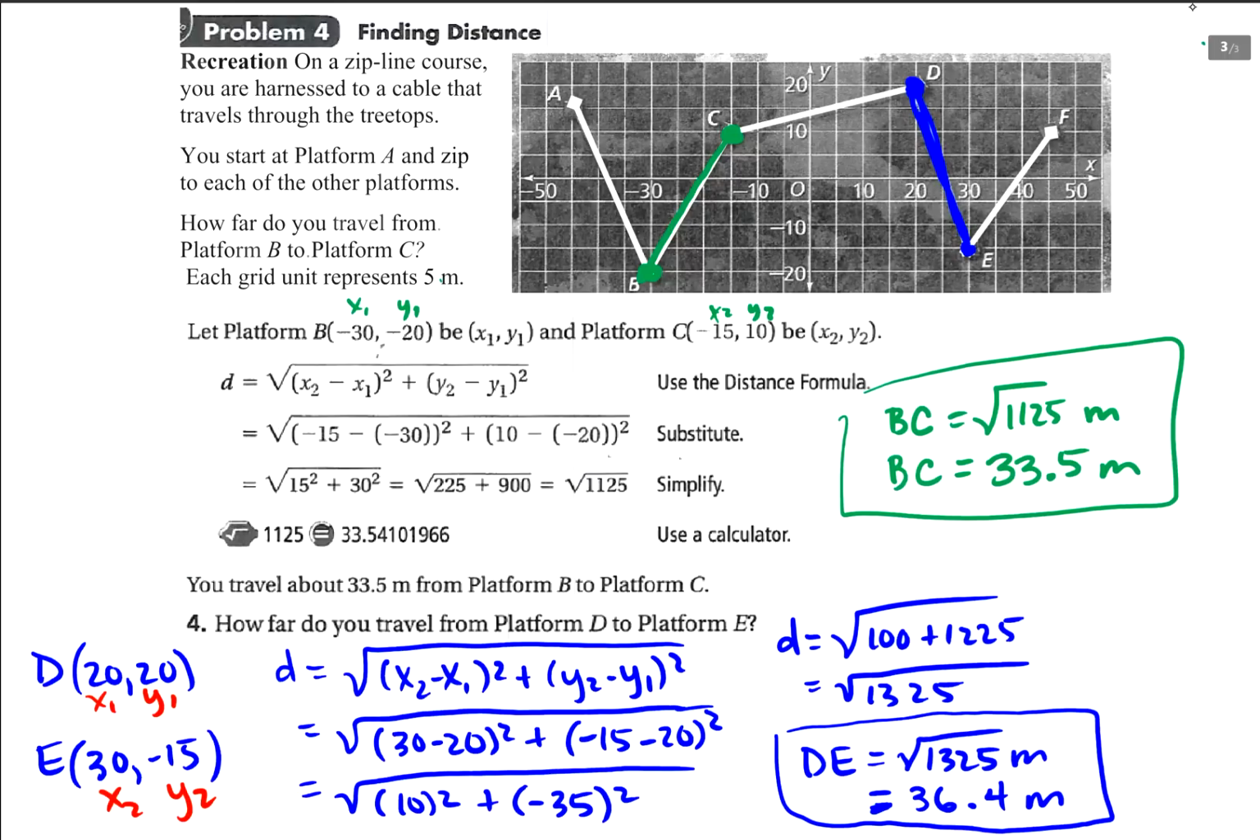Again, you will see these formulas every single chapter. Anytime you see a coordinate plane or the word coordinate plane, or you see the graph up there, you know that you are going to be using the midpoint formula and the distance formula.